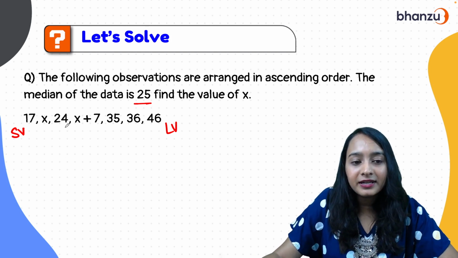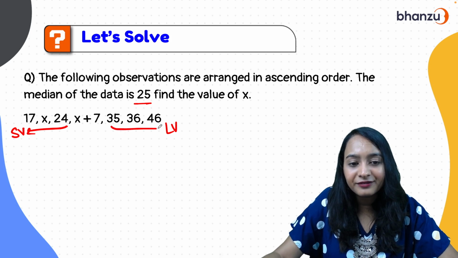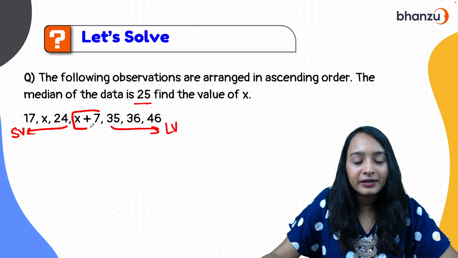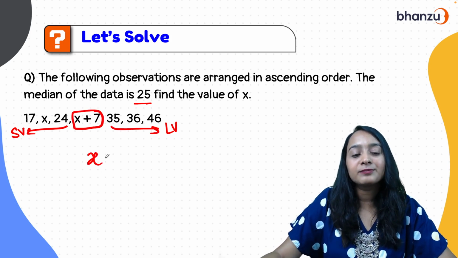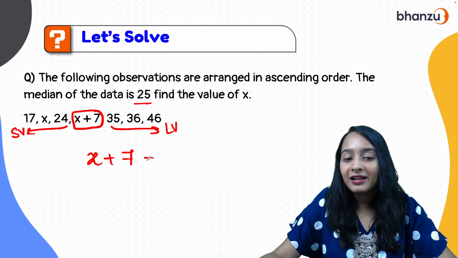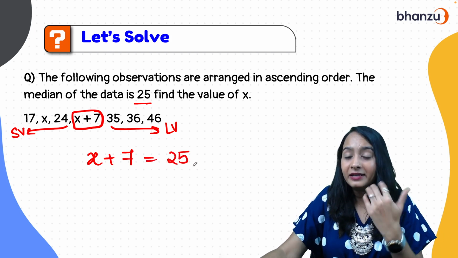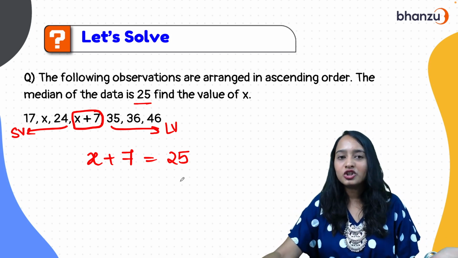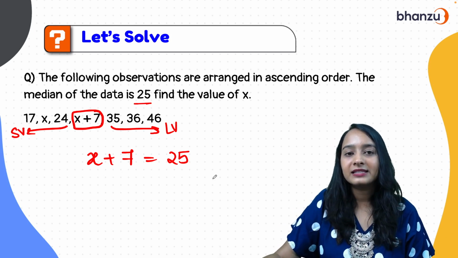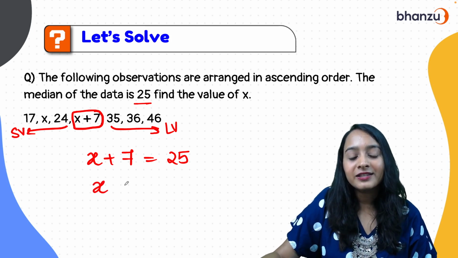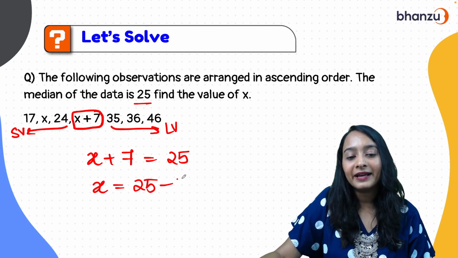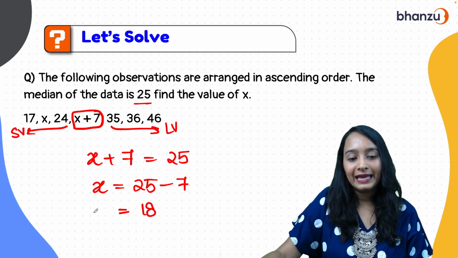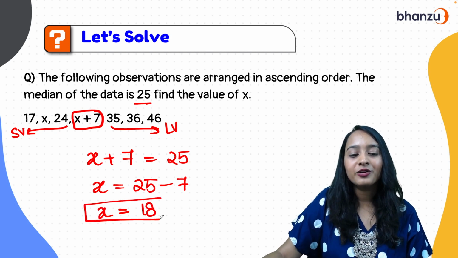Now what is the middle value? You leave 3 here, you leave 3 here, and you find the middle value, that is x plus 7. Now the middle value is 25 because the middle value is nothing but the median. So x plus 7 is equal to 25. So what is the value of your x? 25 minus 7, which is equal to 18.